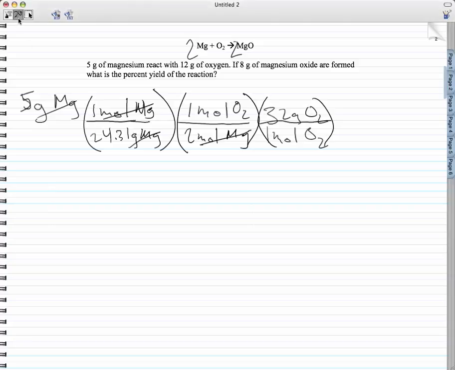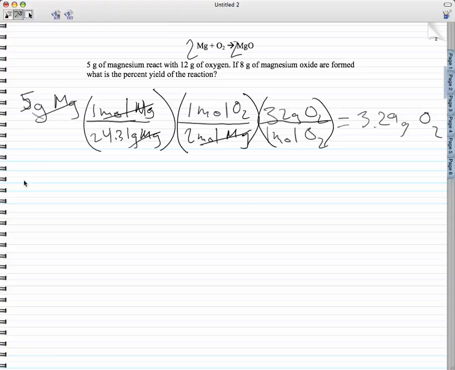Okay, and once we have this, what we do is we multiply everything on the top, divide by everything on the bottom. So you could do 5 divided by 24.31 divided by 2 times 32, and that tells us that we would need about 3.29 grams of oxygen to use up the 5 grams of magnesium. Well, we clearly have plenty of oxygen. We have 12 grams of oxygen, so magnesium is going to be our limiting reactant.